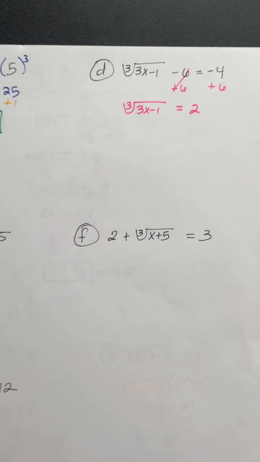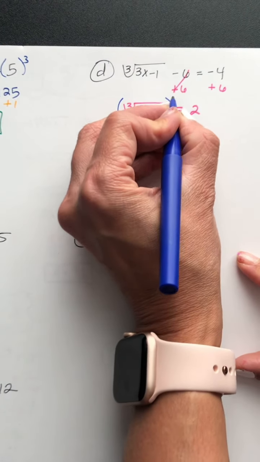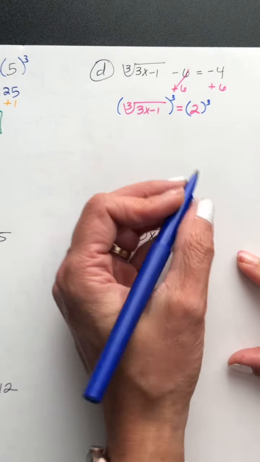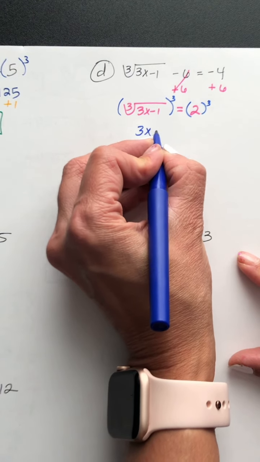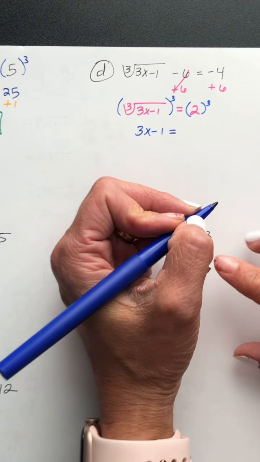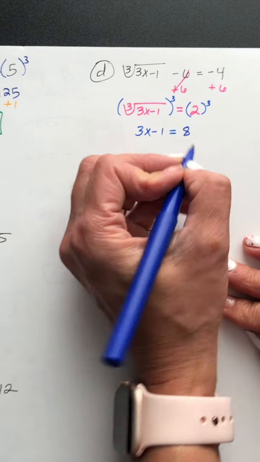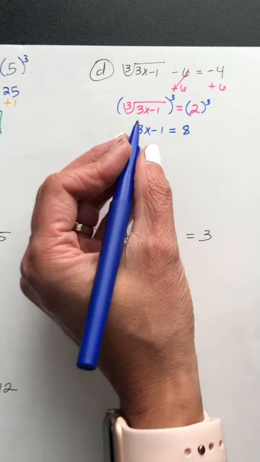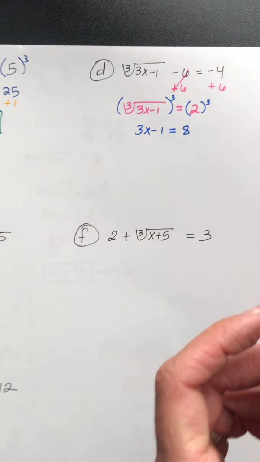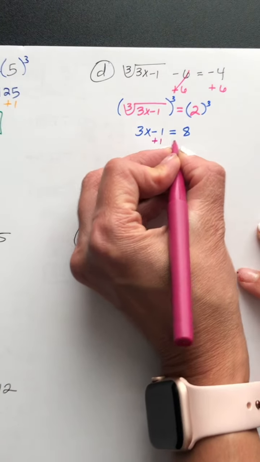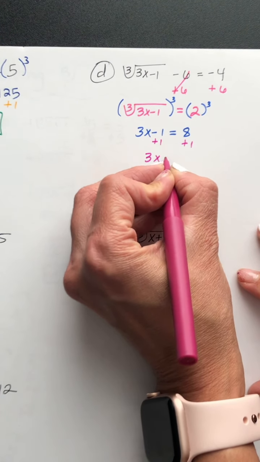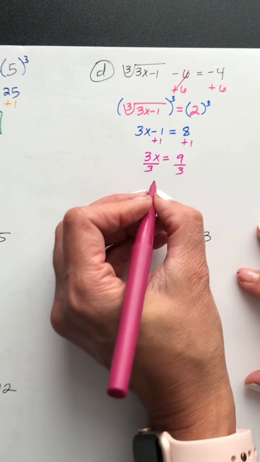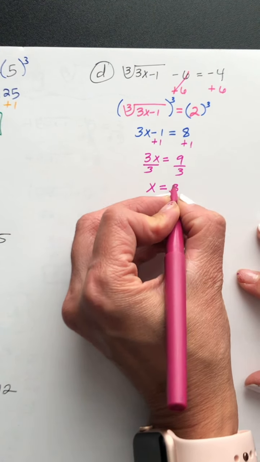Okay, and now we have to undo the cubed root, so we have to cube both sides of the equation. Whenever we cube a cube root, poof, the stuff inside gets to come out. And 2 cubed, 2 times 2 times 2, is 8. And you should be starting to recognize that quicker in your head. And now we just have to do our simple steps to solve for x. Got to add 1 to both sides. 3x equals 9. Divide both sides by 3. And x equals 3.